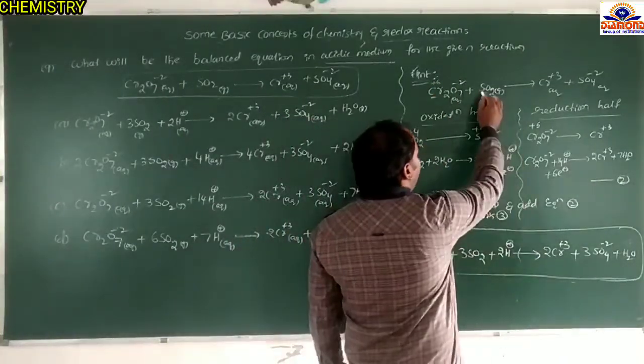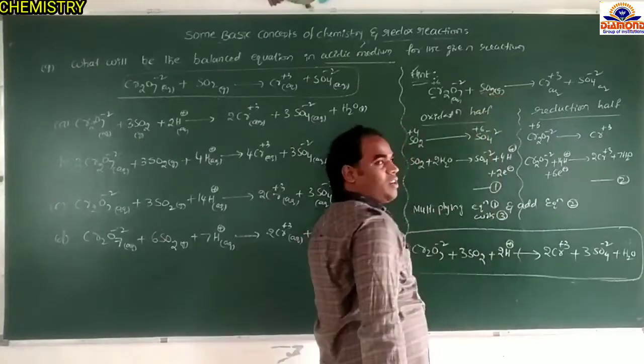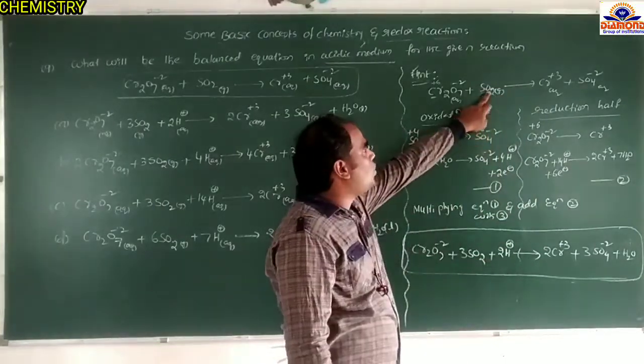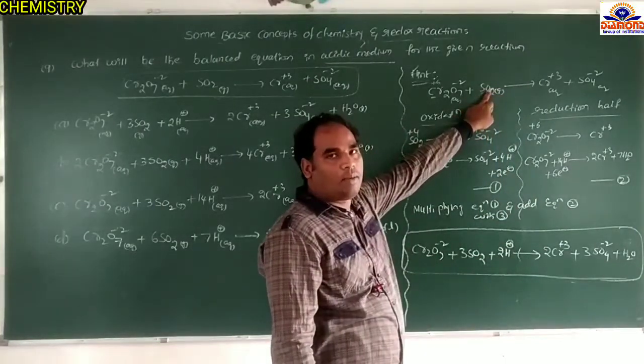And in SO2 we want to find out the oxidation number of sulfur. 2 oxygen, 1 oxygen oxidation number -2.